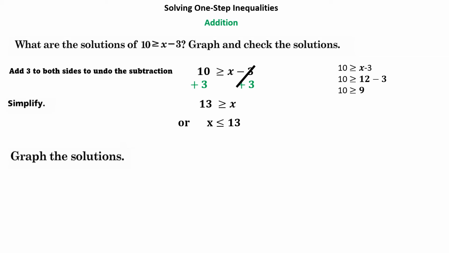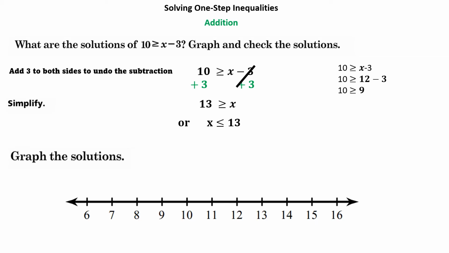The last step you're going to want to do is graph the solution. We have a closed circle on 13 because our symbol says that it's equal to, greater than or equal to. And because our symbol is pointing to the left, we're going to graph everything to the left. So x is all real numbers less than or equal to 13.